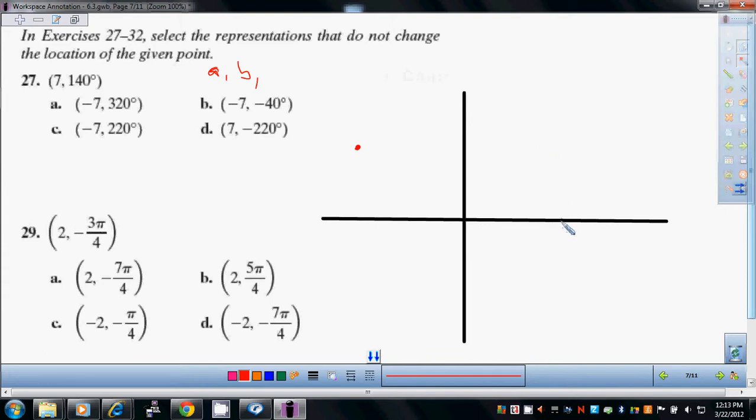D. Positive 7, positive 220. Negative 220 flips you over the x-axis, which takes you here. So yes. Don't forget, negative theta flips you over the x-axis, unless you're on it, and the radius flips you over the origin. So that one would be A, B, and D. Take a minute to look at 29, and we'll just go around the room and I'll ask people if A, B, C, and D are.